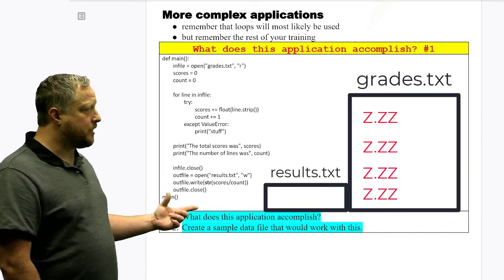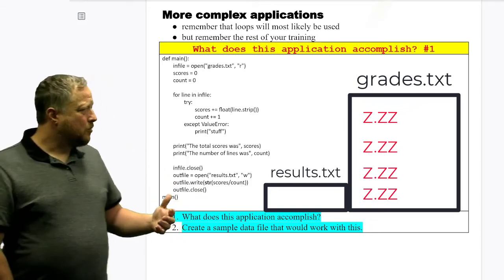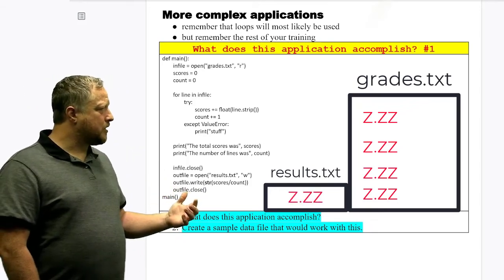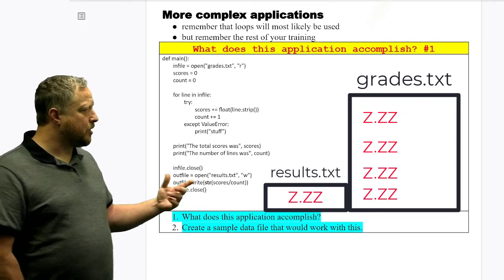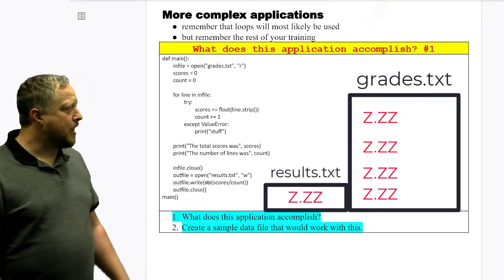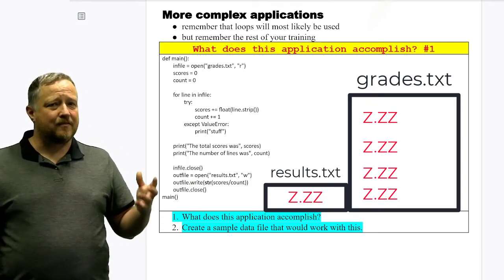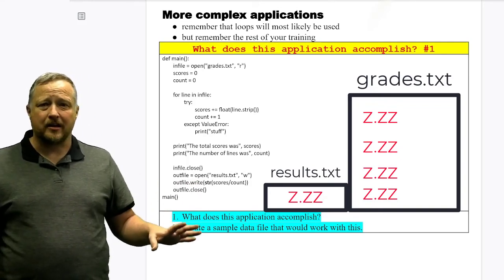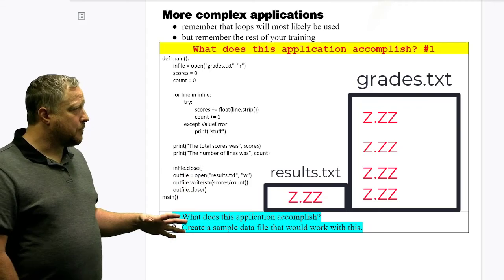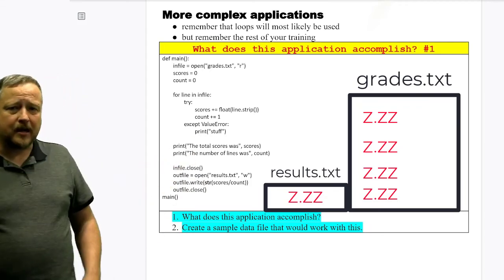Oh, so we're doing a calculation, and we're writing that. What is it? Looks like it's going to be the average. Yeah, it looks like it's going to be the average. And then we're going to write that out to the file results.txt. So results.txt is only going to have one piece of data with it, and that's it. So that's okay. That's fine. But that's what this application is doing.